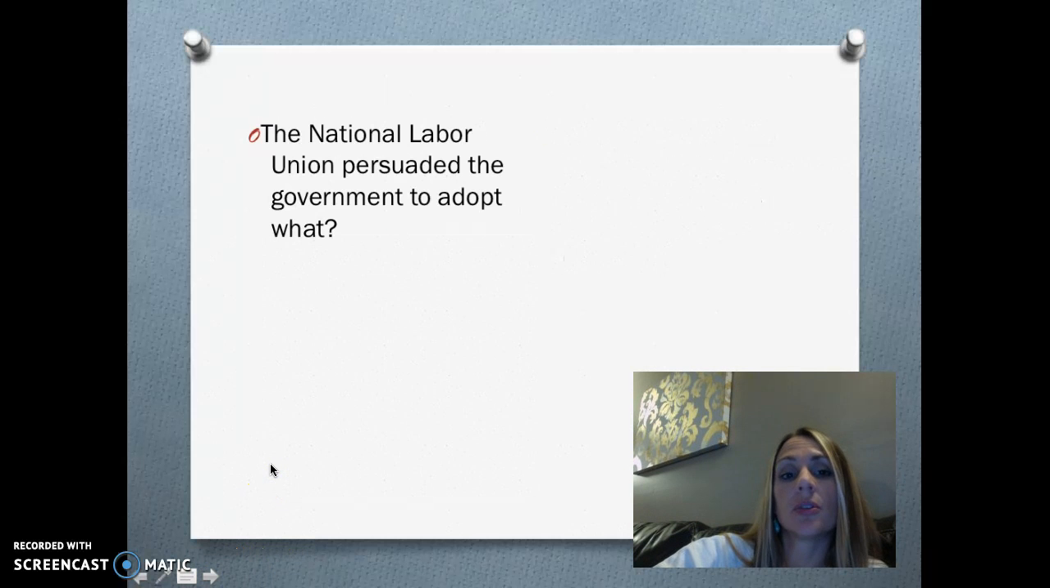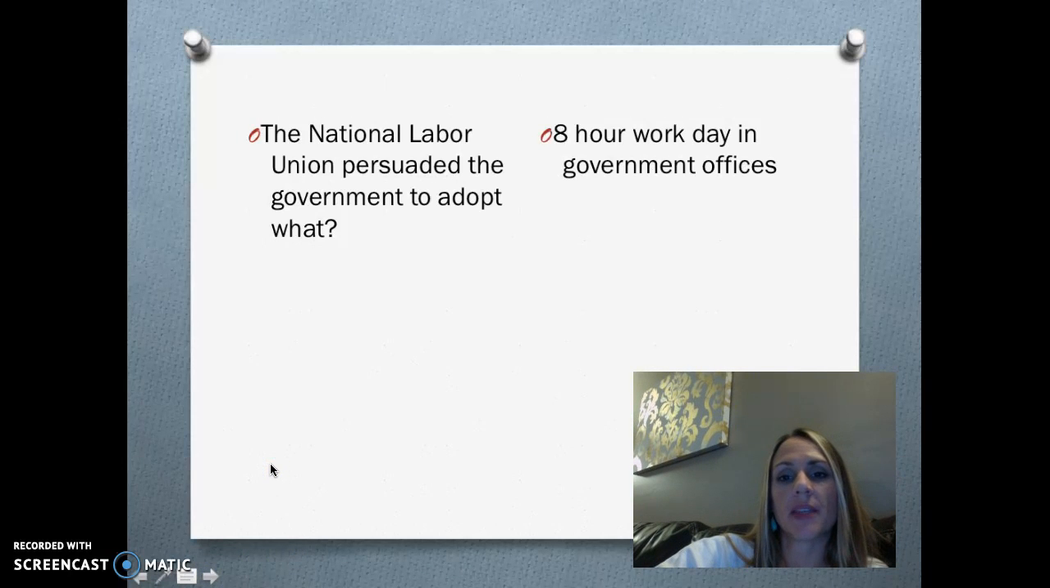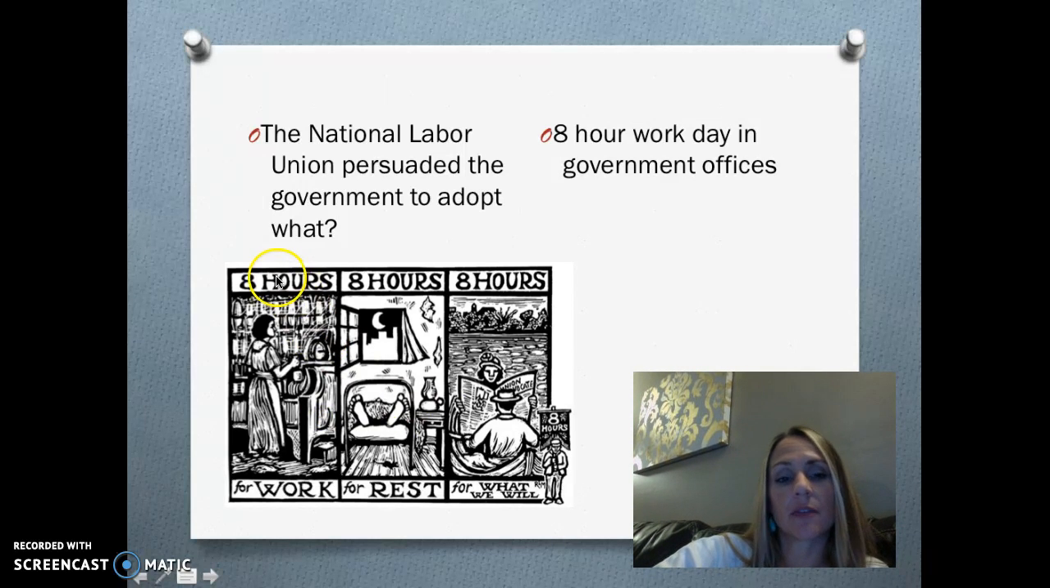The National Labor Union persuaded the government to adopt what? That's an 8-hour workday in government offices. And they did win that. And this was kind of their battle cry: 8 hours of work, 8 hours of sleep, 8 hours of leisure time. 3 times 8, 24.